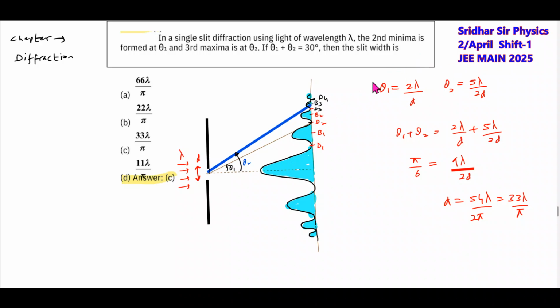So we are talking about the angular position of it. What is the generalized formula for angular position? To predict the minima, this will be lambda by d. This will be 2 lambda by d. So you should remember this formula. The angular positions of minima are given by n lambda by d, where n will start with 1, 2, 3, 4. The angular position of maxima are given by (2n plus 1) lambda by 2d. And n will start with 1.